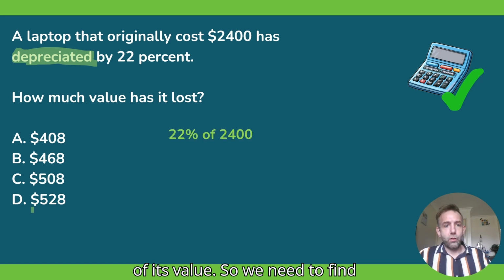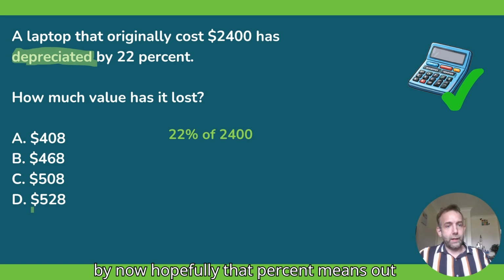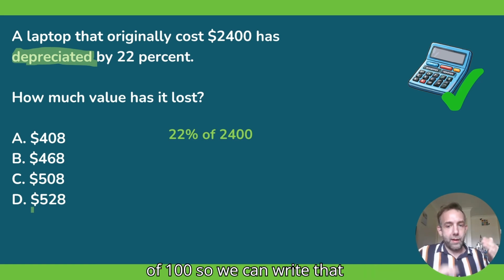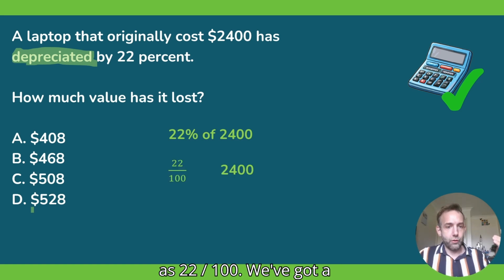So we need to find 22% of 2,400. Okay. We know by now, hopefully, that percent means out of 100. So we can write that as 22 over 100.